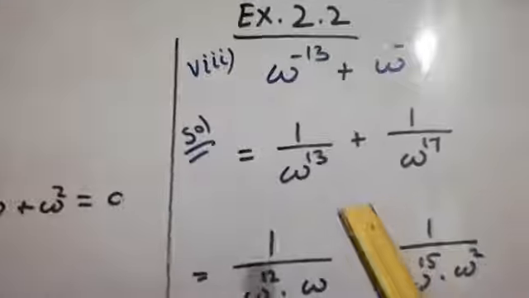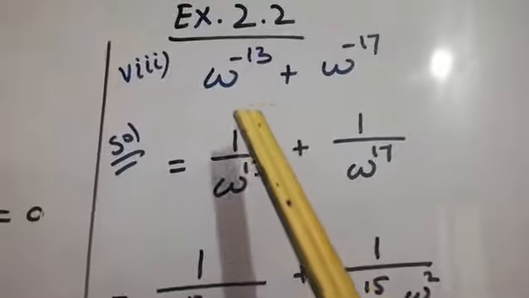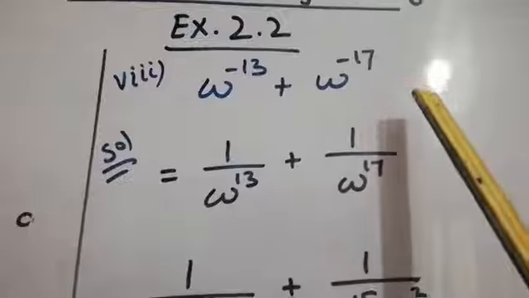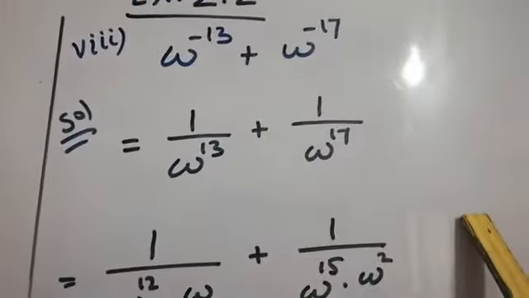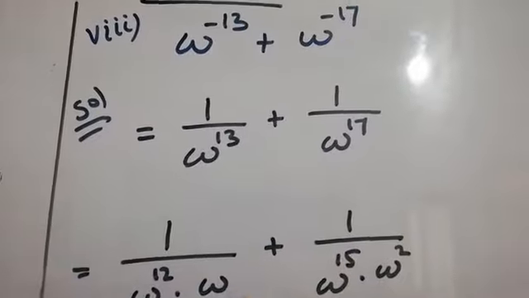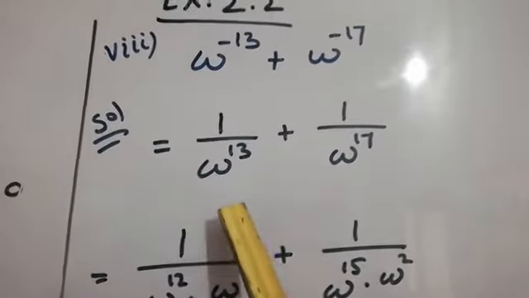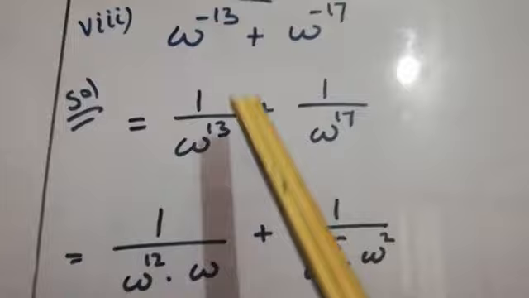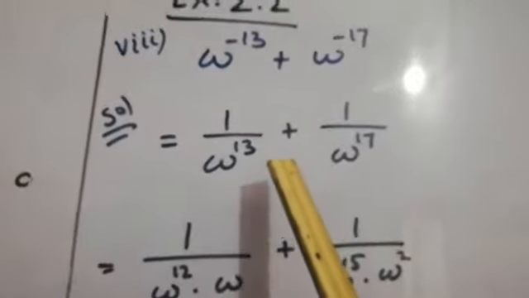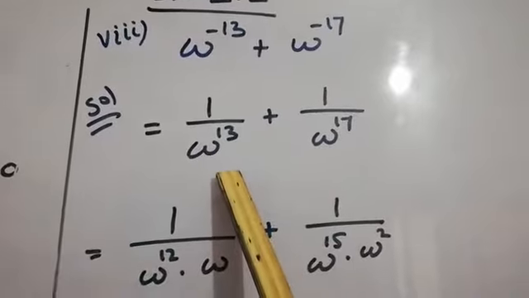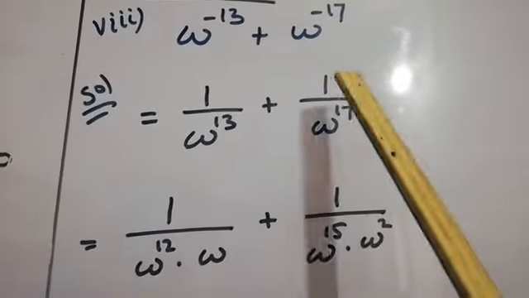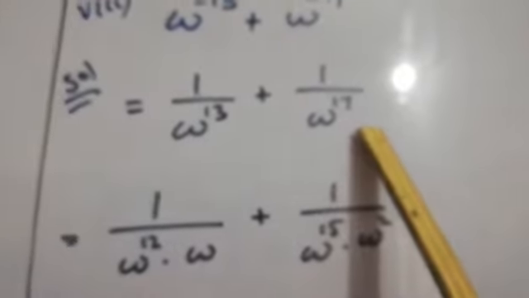Now move to part number 8. Omega raised to power minus 13 plus omega raised to power minus 17. You know the rule of the exponent, that if the exponent is negative, then we will take the inverse of this one. So we will write it in the denominator to make the exponent positive: 1 by omega raised to power 13 plus 1 by omega raised to power 17.